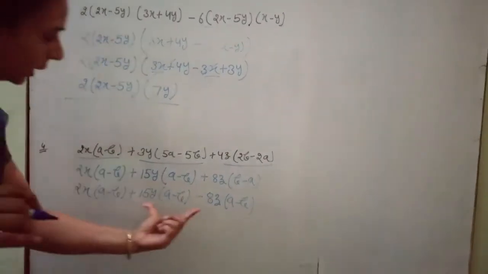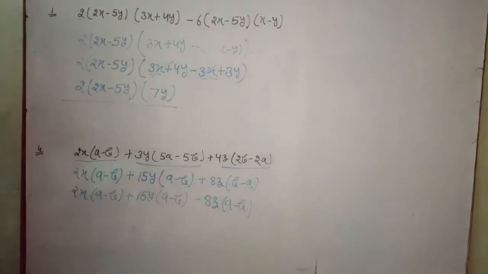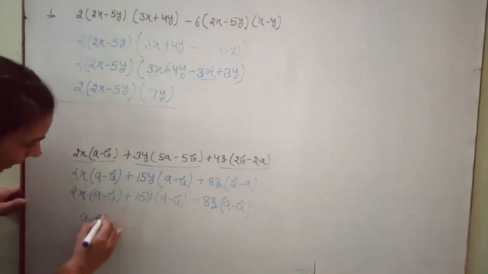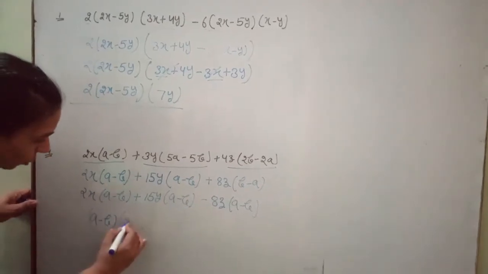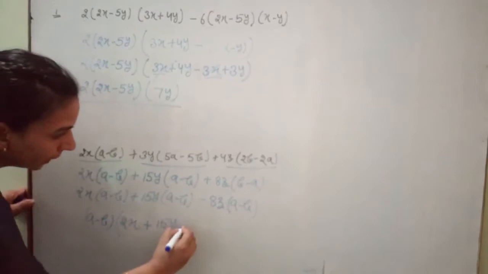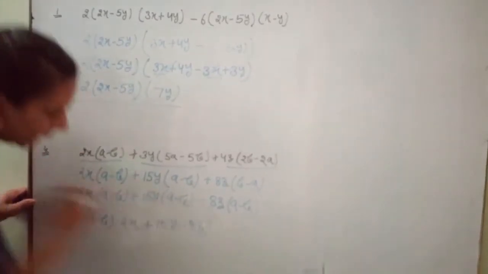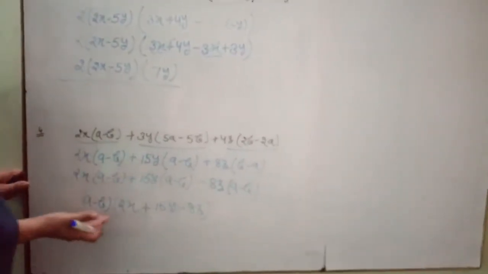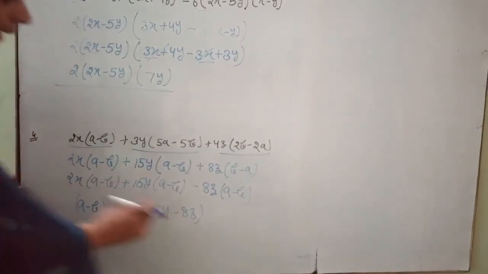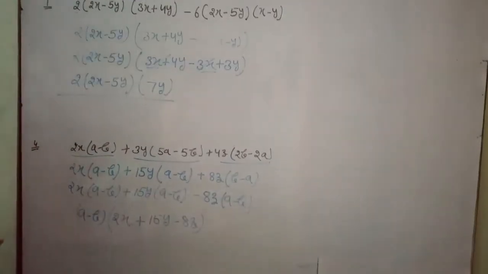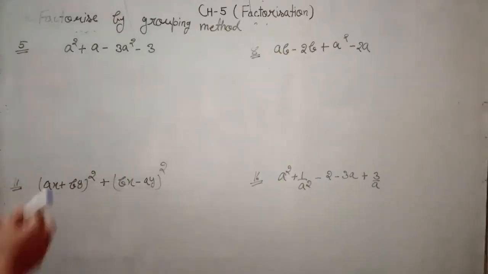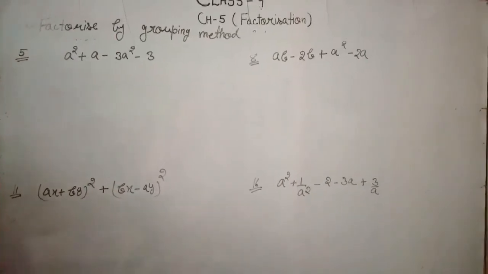Then in total there are 3 terms, and a minus b is common, so we take a minus b common. Then there is 2x plus 15y minus 8z. Again we have 2 factors: a minus b and 2x plus 15y minus 8z. This is our first question. Then we take the next question, question 3. Then we have the next question, question number 5.